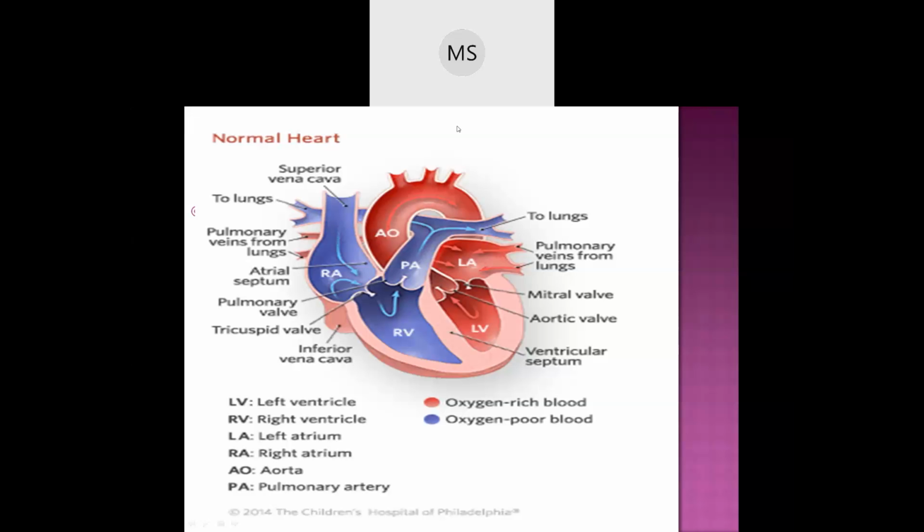Then there's a pathway in between known as the mitral valve, and it will go to the left ventricle, and from the left ventricle it'll go to the aorta, and there's also a pathway known as the aortic valve, and from the aorta, the blood, which is already oxygenated blood, will go throughout our body.